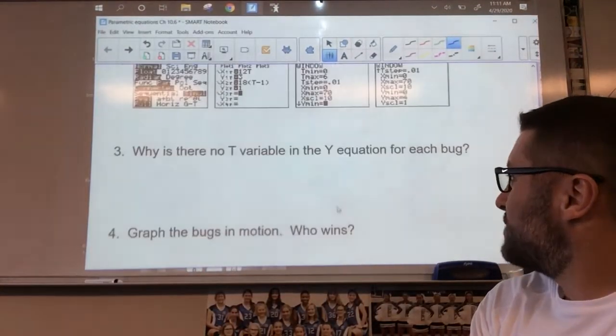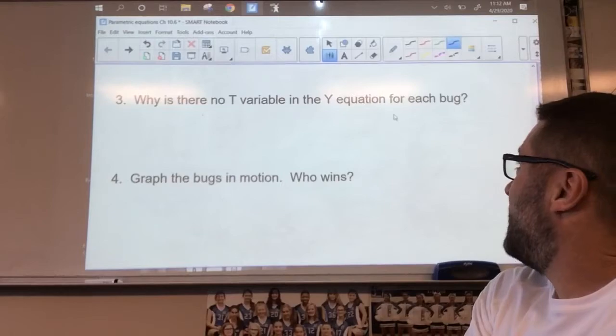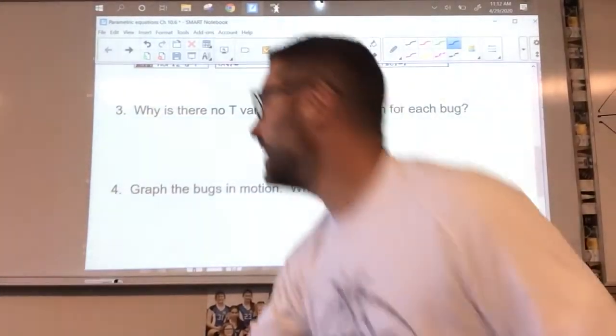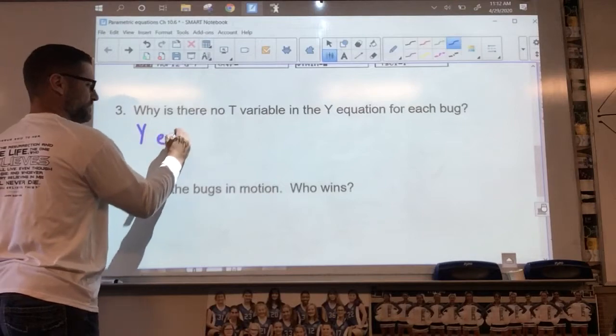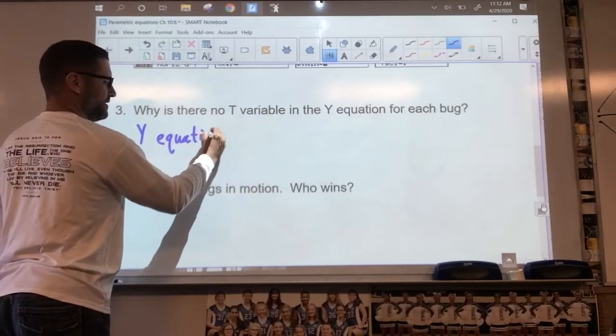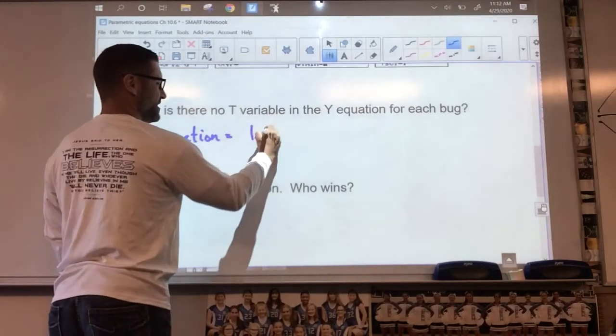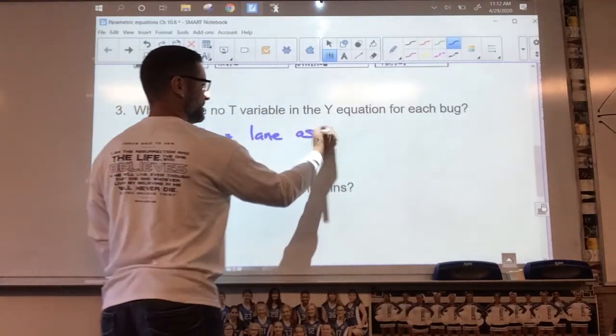So let's look at this. Why is there no t variable in the y equation for each bug? I would say that was because the y equation was the lane that we put them in. That was the lane assignment.